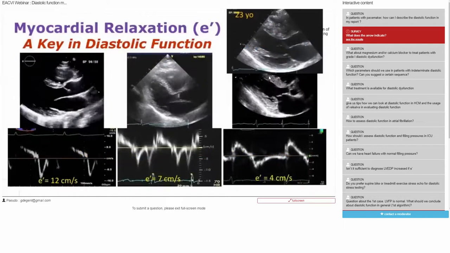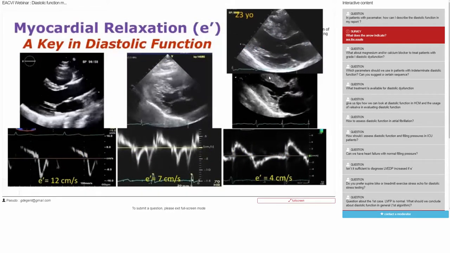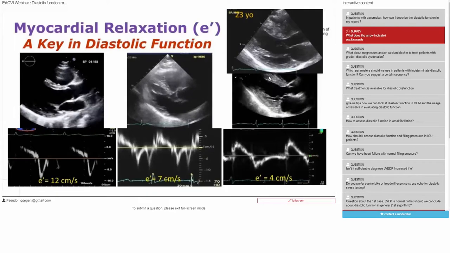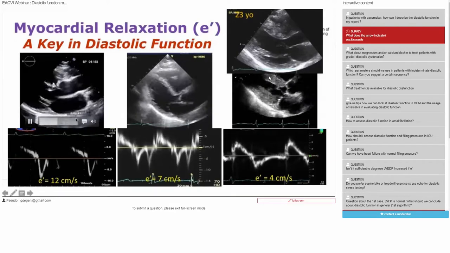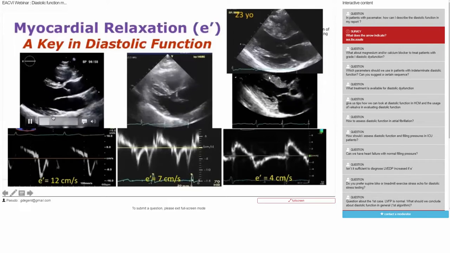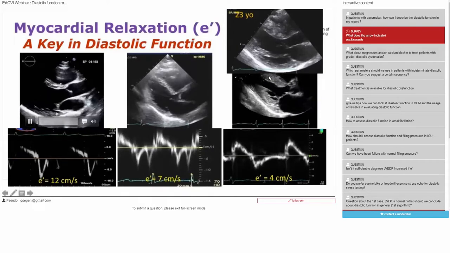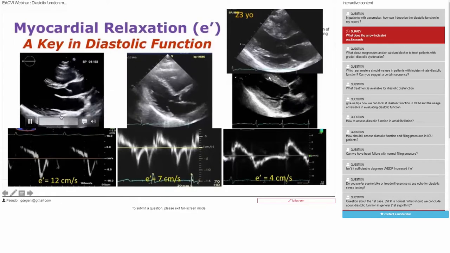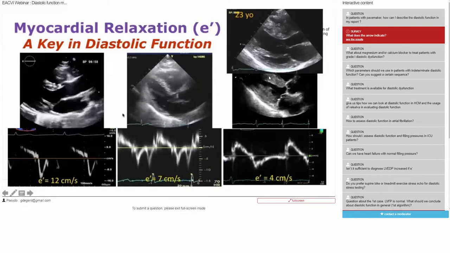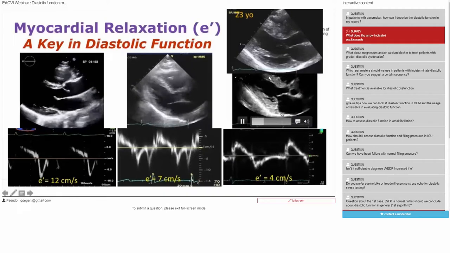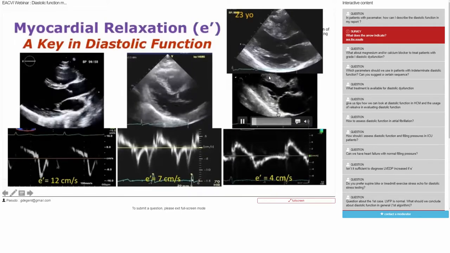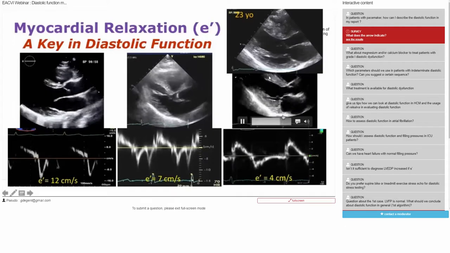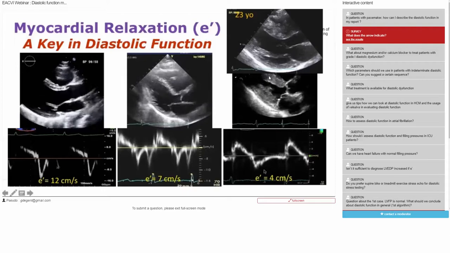So I'm just going to have you take a look at these three individuals with the parasternal long axis view. On the left, with completely normal relaxation and E prime velocity of 12, you can see how the annulus moves backward very vigorously at the timing of mitral valve opening, early diastole. On the right side is a patient with cardiomyopathy. The relaxation is severely reduced, so there isn't much relaxation pushing the annulus backward. In this case, the E prime is 4 centimeters per second.